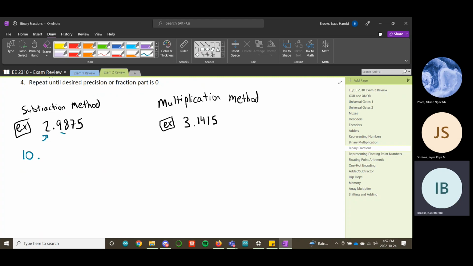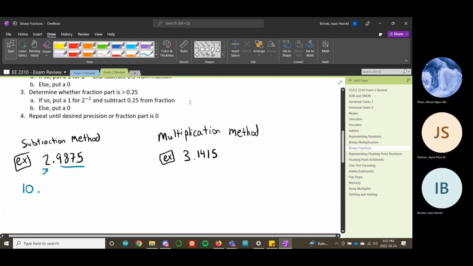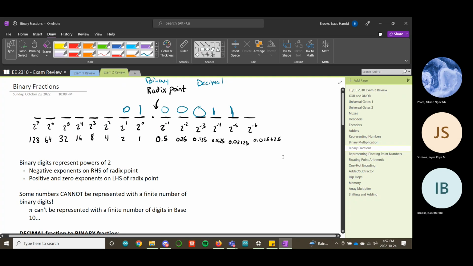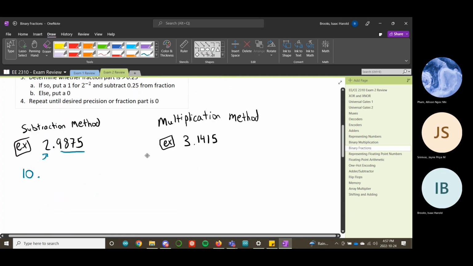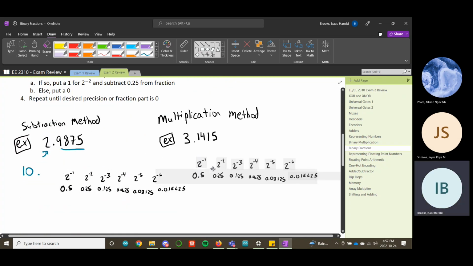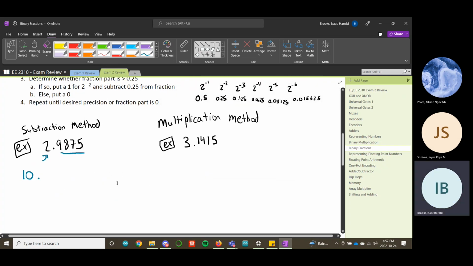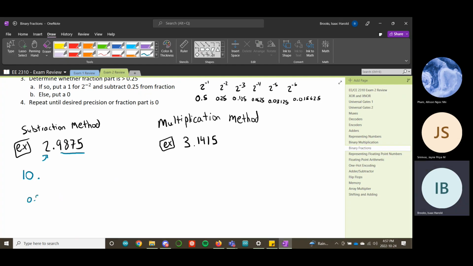The next part you look at is this 0.9875, and you think about your powers of 2. So we can look back up at what those powers of 2 are. We just copy these. Okay, so here's our powers of 2. And you'll say 0.9875 minus 0.5, we get 0.4875, which is a positive number. So we can include a 1 in the slot for 0.5.